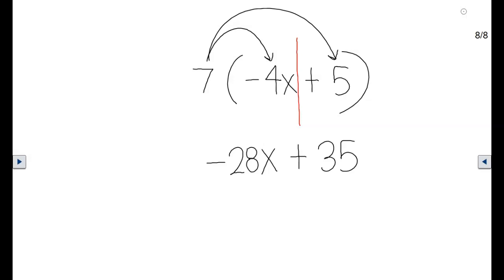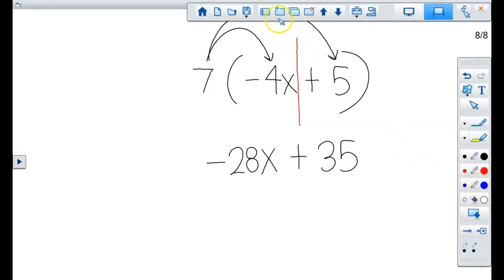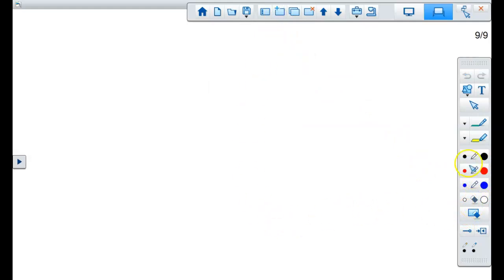I fibbed. We'll do one more. I'm going to take that same problem right there and change that 7 to a negative 7. So let's do negative 7 times negative 4x plus 5. Now again here, if you want to, pause the video. Try this one on your own first, and then we'll check it.